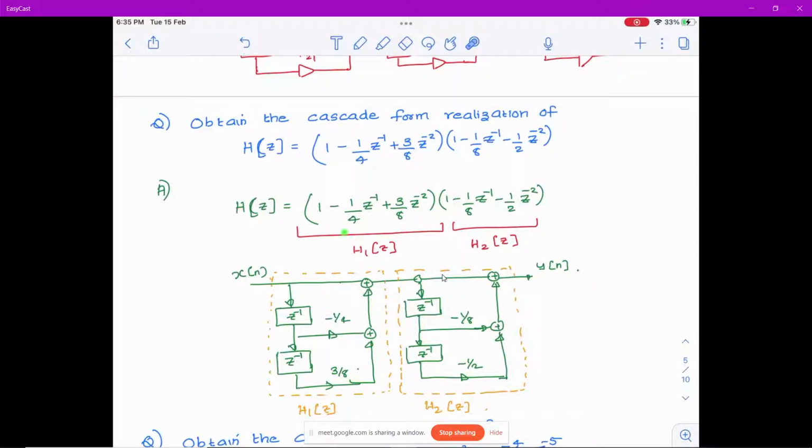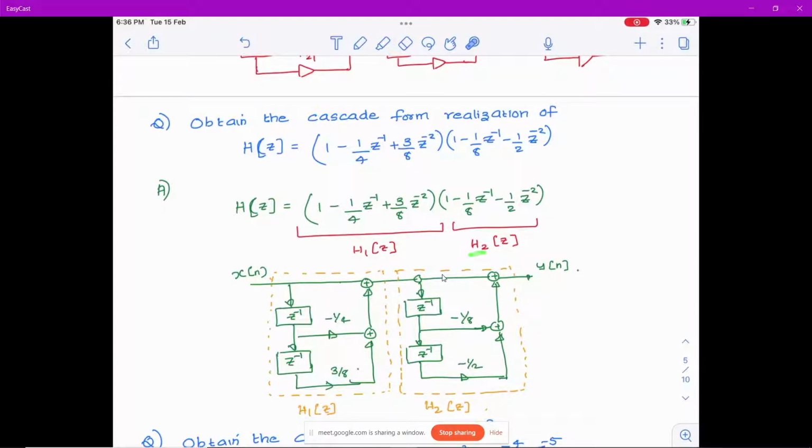So there is an addition of minus 1 by 4 z raised to minus 1 and 3 by 8 z raised to minus 2. So you need to add the first delay, which is getting multiplied by minus 1 by 4, and the second delay, which is getting multiplied by 3 by 8. You add them together, and this is added with 1. 1 means which is basically this line without any delay. That is h1 of z.